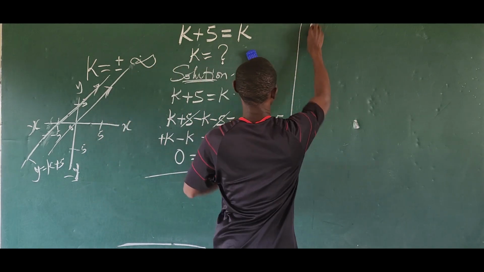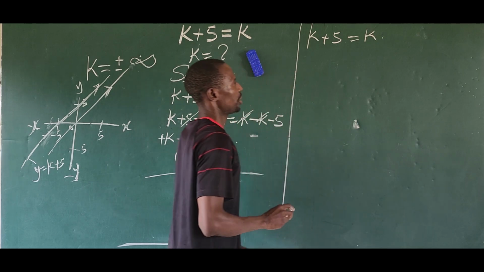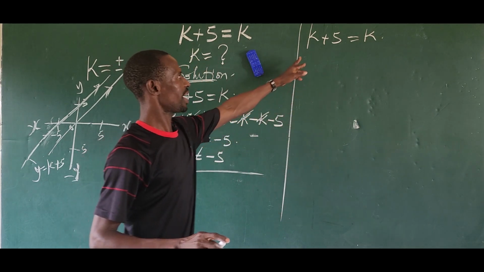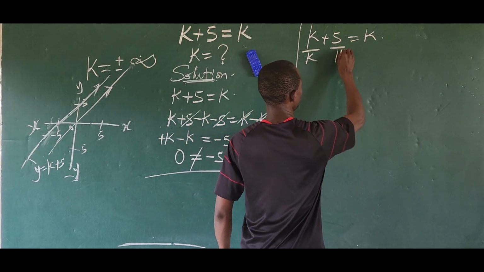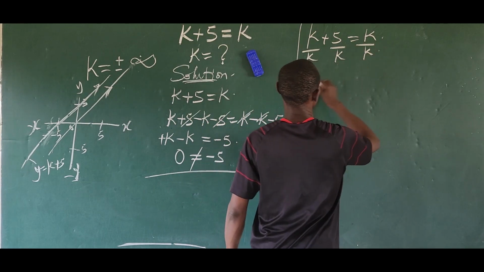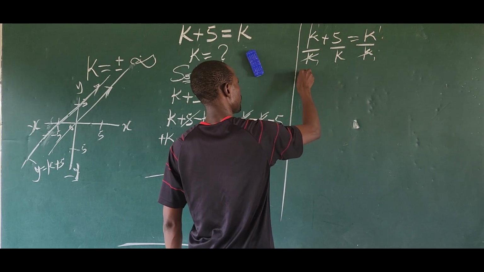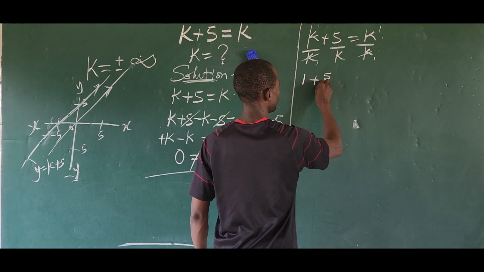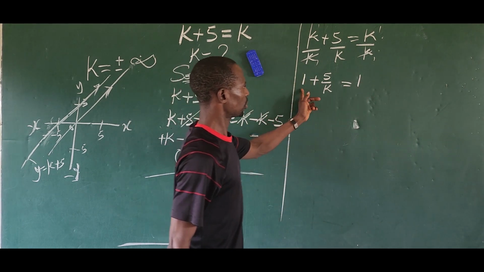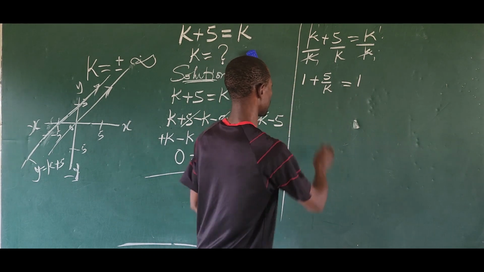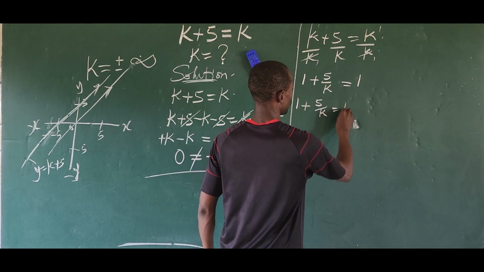So from here, we have our k, then plus our 5 equal to our k. All right. So what you do here is this. Divide by this variable k. So if we divide by k, we equally divide this by k, equally divide this by k. So this, 1, 1. This, 1, 1. And so we're going to have here 1 plus our 5 all over k equal to 1. Right? Subtract 1 from both sides of the equation.